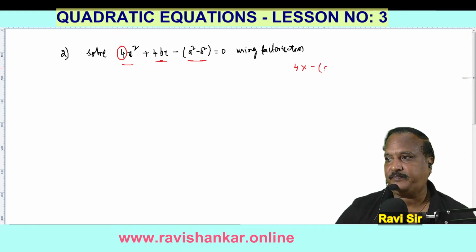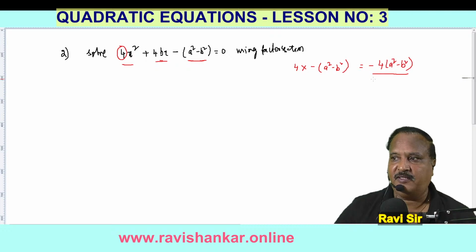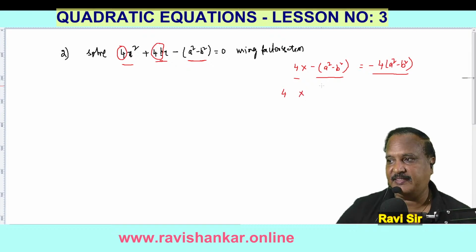Minus a square minus b square, which is equal to minus 4 into a square minus b square. Here we don't bother about the product. We bother about the factors only. So here our ultimate target is 4b. We should get 4b by doing addition of these two things. Okay, so then how? Let me explain. This 4 I will keep as it is. This a square minus b square also I will write as a plus b into a minus b.